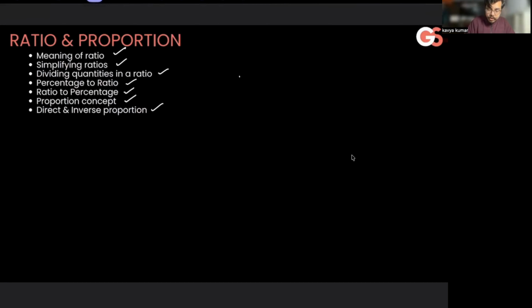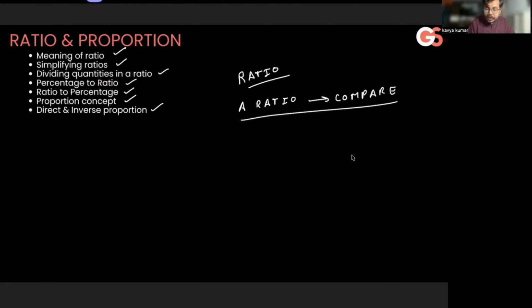So what is ratio? When I say ratio, what do I understand by saying this? A ratio basically compares two quantities. It is responsible for comparing two quantities of the same kind. Of the same kind means of the same quantities or of the same unit. Let's say there are two boys and three girls in a class. So what is the ratio of boys is to girls? The ratio of boys is to girls will be 2:3.